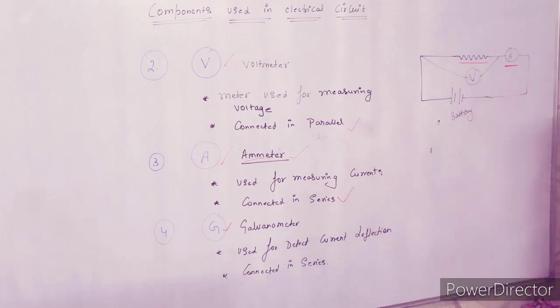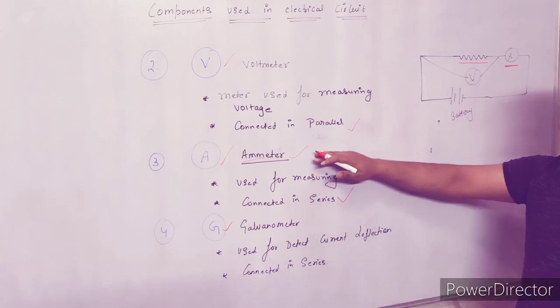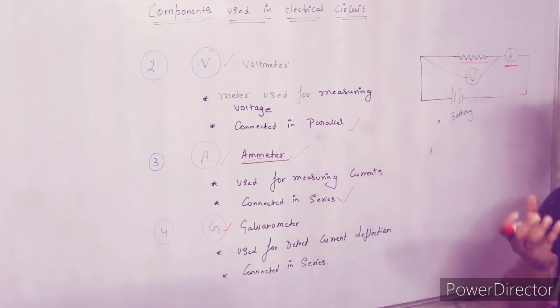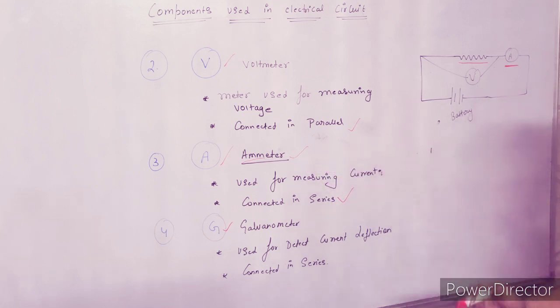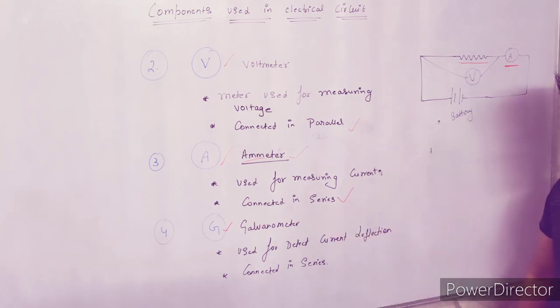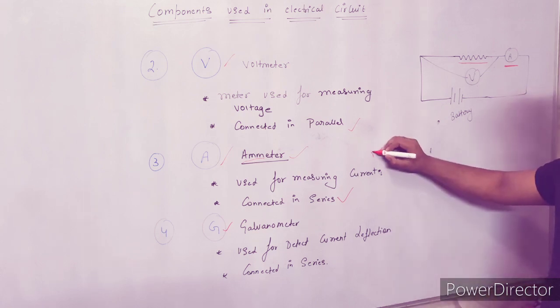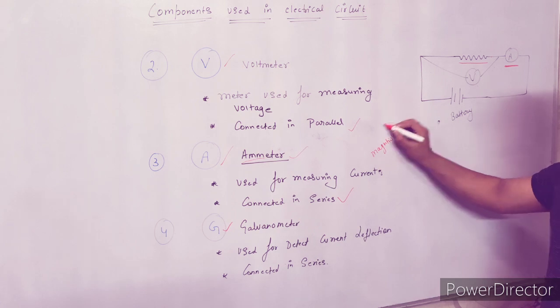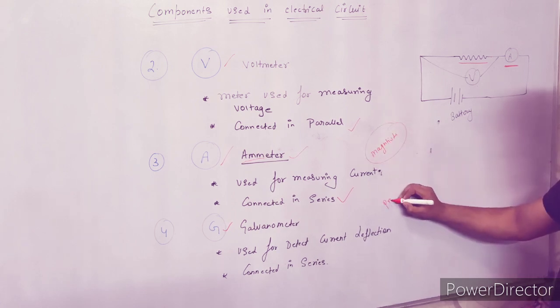The next is the galvanometer. What is the difference between a galvanometer and an ammeter? An ammeter tells us the magnitude of current. A galvanometer is used for deflection only. It can check whether the current is present or not, its presence or absence.